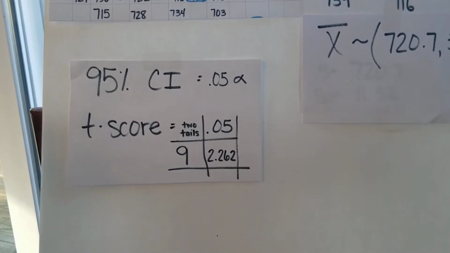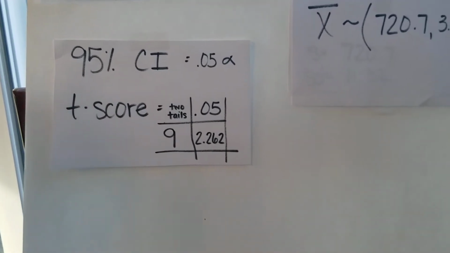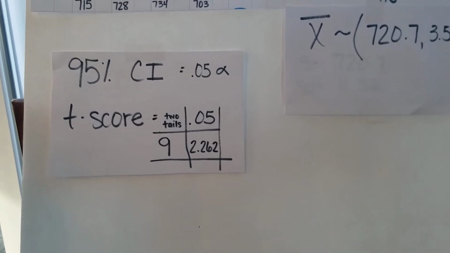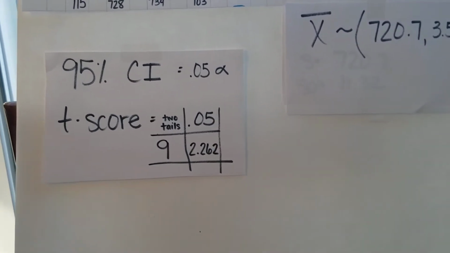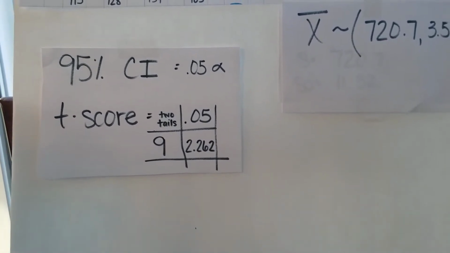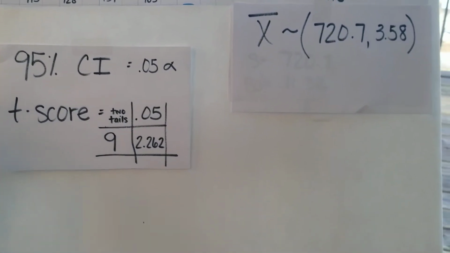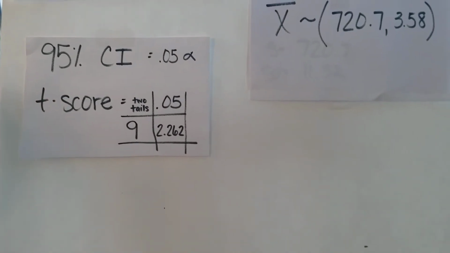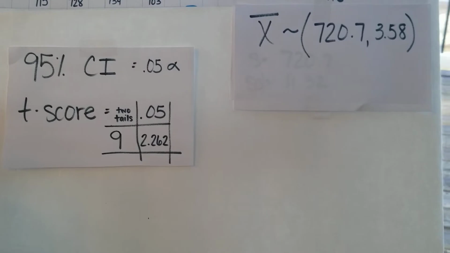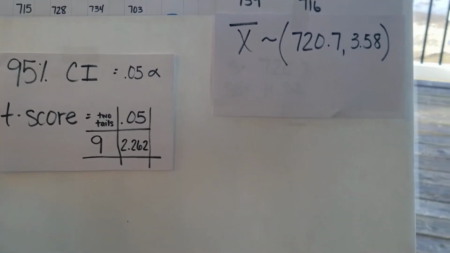So if we look on our t-table under two tails and you find 0.05, and you look at the intersection with 9, because our n is 10, you get this t-score of 2.262. All right, so we take our 2.262 and we multiply it by our standard error of the mean to get our margin of error.